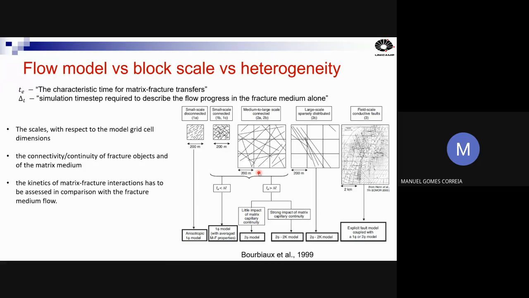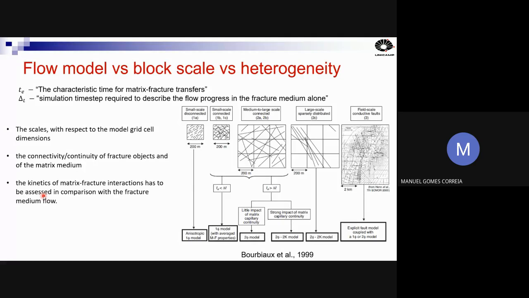So this is a kind of complex image that I'm going to show here, that resumes what I was talking about. This guy, Borbio, shows this in a state of art. It is an article that is a state of art about fracture reservoirs. Resuming, this article shows that there are three things that are important to see if the reservoir has a behavior as a dual porosity or a single porosity.